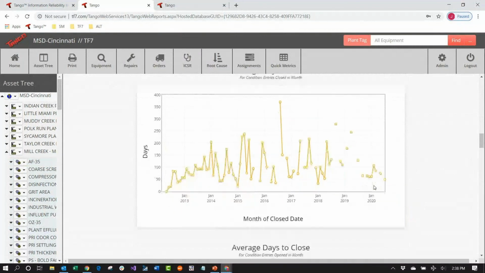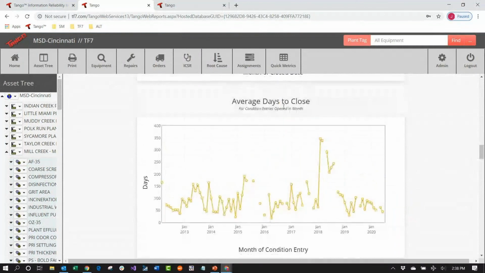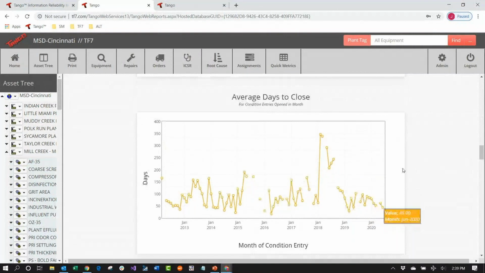One of the more important ones for me, and again I could look at the same thing, is if a condition entry was opened this month, how long has it taken to close it? Obviously in that case, if I've just opened condition entries in June or July, I have a very limited number of days to close. So that's going to tail down.